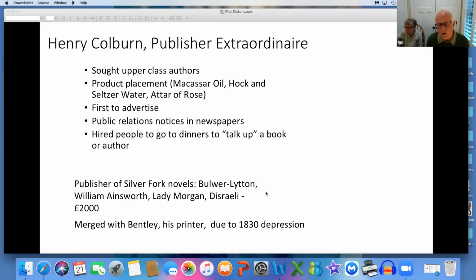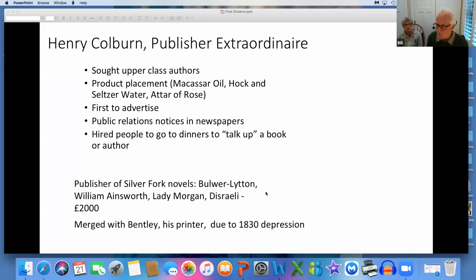Now, some of his novelists, Bulwer Lytton was one who was actually a baron. So he was from the upper class, a great friend of Dickens. William Ainsworth was a high quality lawyer. Lady Morgan, obviously somebody from nobility. Disraeli, who became the Prime Minister of England, in his early days wrote for Henry Colburn, and he would pay up to £2,000. Now remember, a pound was $150, so £2,000 is a couple hundred thousand dollars in today's money.